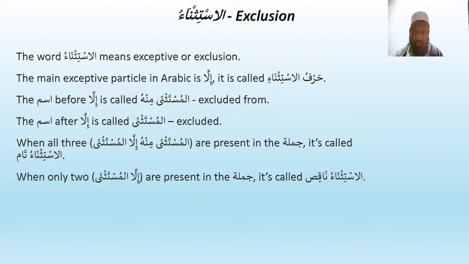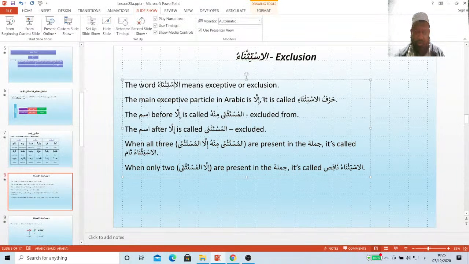This is the main subject of our lesson today, the main topic. Al-mustathna, excluded. When all three are present in the sentence, which is al-mustathna minhu and illa and al-mustathna, it is called al-istithna tam. We'll just make this nakira: istisna'un tamun. Also make this nakira: istisna'un naqisun.